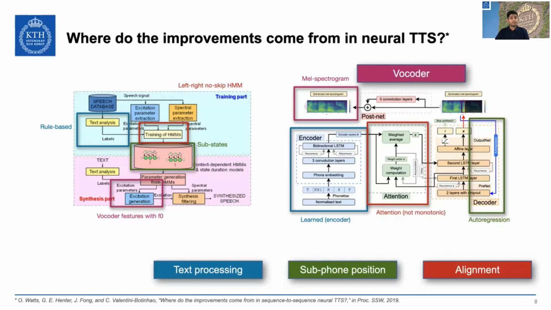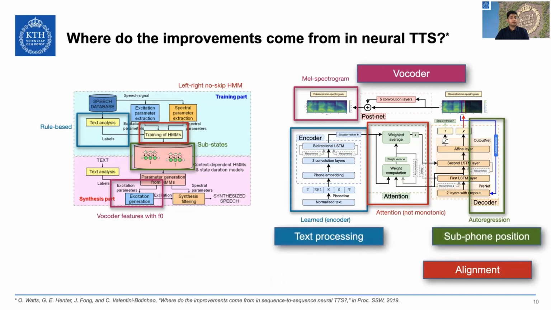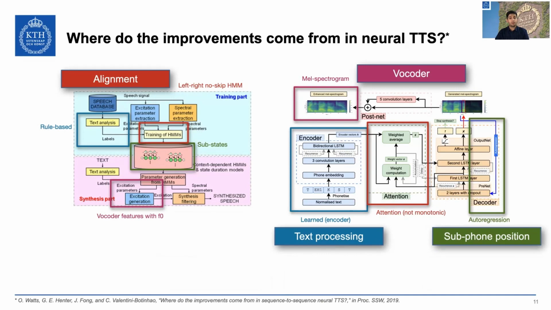Amongst these 4 differences, it turns out that the use of neural vocoders driven by mel spectrograms significantly improves the perceived naturalness of the synthesis. The same goes for the learned text processing and use of autoregression when compared to earlier mechanisms for frame-level position encoding. However, the use of neural attention was found to be problematic, and listeners actually preferred TTS using fixed alignments taken from a conventional left-to-right no-skip HMM instead.